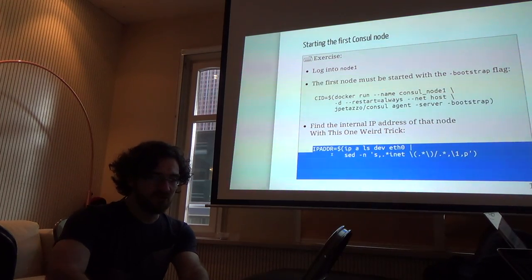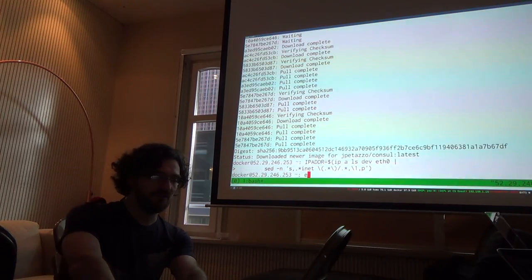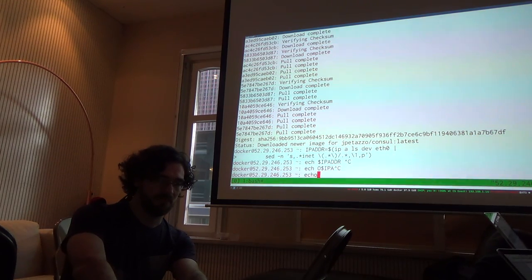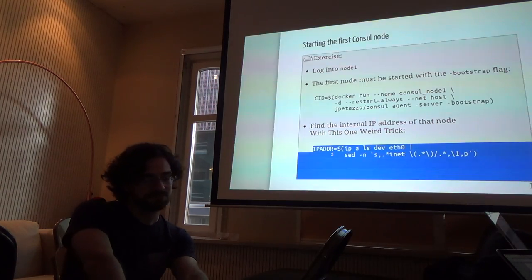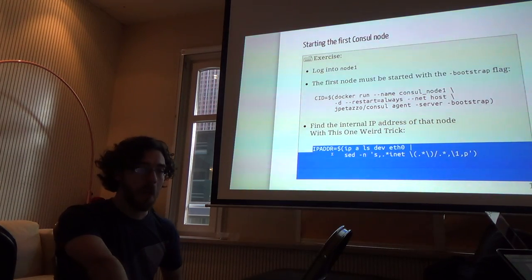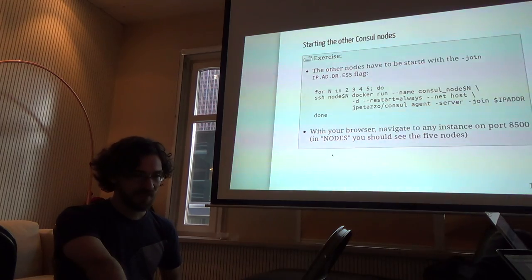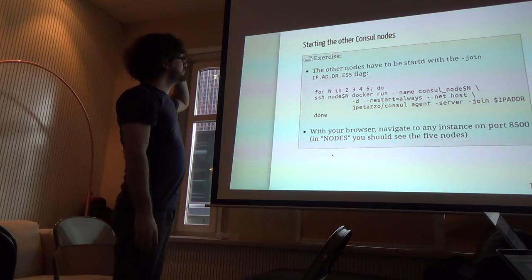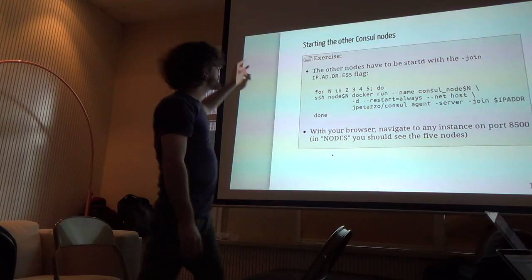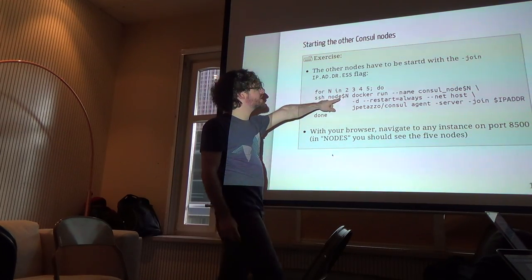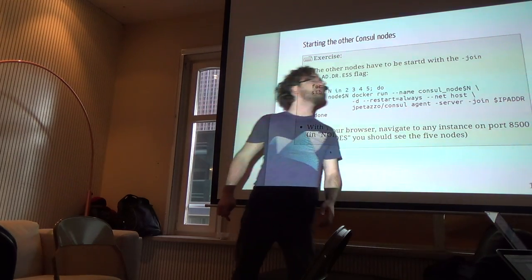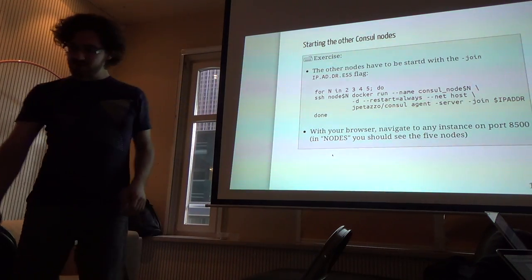Now we need to get the IP address of the node. And then we are going to start Consul on the other nodes. So it's just a loop with an SSH, and it's exactly the same command, except instead of bootstrap, there is join the node that we started earlier.